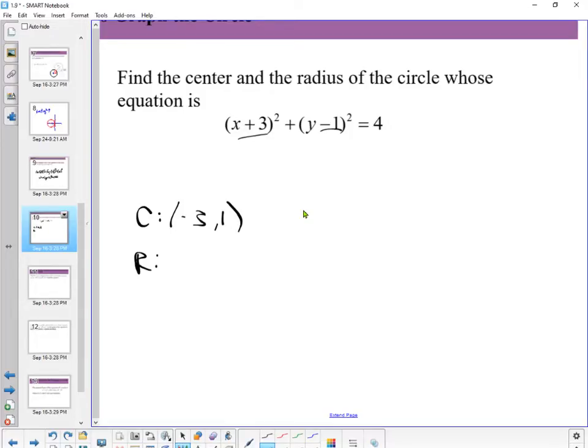Oh, go ahead, Jake. The radius is 2? Yeah. Are you sure it's not the square root of 4? No, it's 2. You would have a black hole if that was a radius of -2. All right, cool. Good job. Square root of 4, 2.